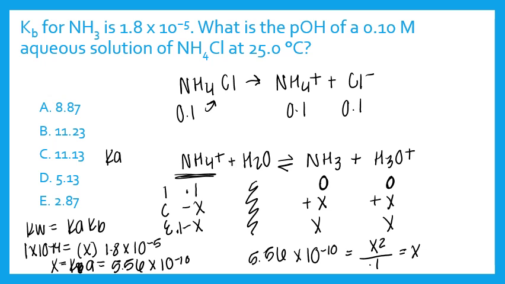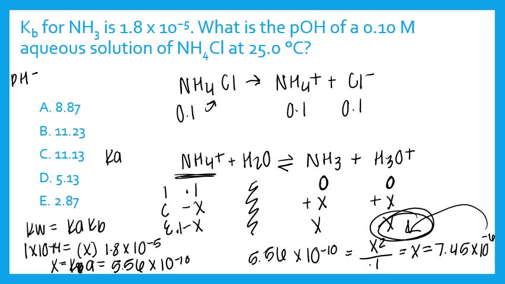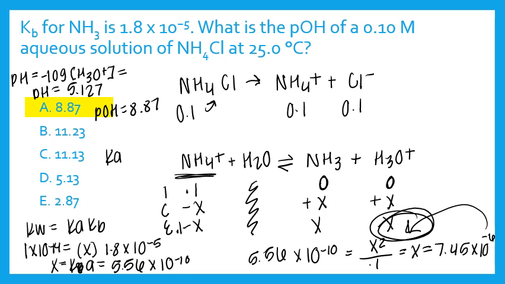So we end up getting x to be equal to 7.45 times 10 to the negative 6th. And we know that that is equal to H3O plus, which means we can solve for pH. So I'm going to do that over here. pH is equal to negative log of that concentration of H3O plus, which gives us a pH of 5.127. We're looking for pOH, so we do 14 minus that value, and we get a pOH of 8.87, which is our answer.